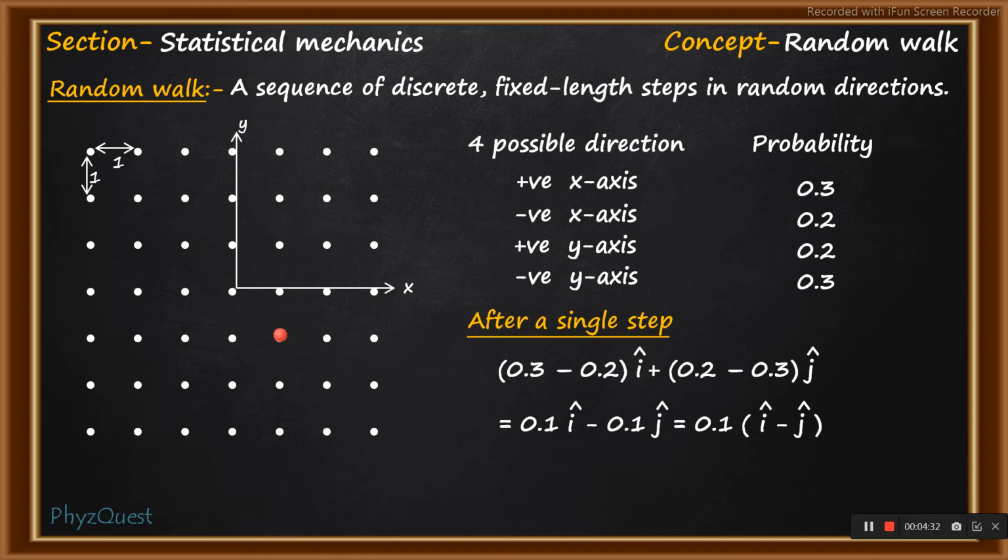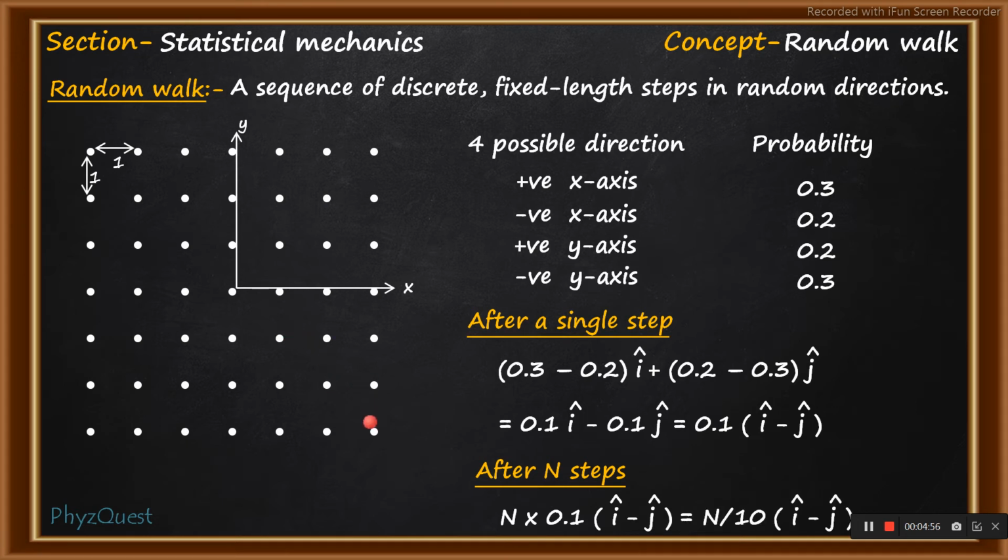Now the question is, we need to calculate the mean position after taking n number of steps. We don't know exactly the value of n, but n steps. So you just have to multiply n with this number, that is n into 0.1 (i cap minus j cap), which is equal to n by 10 (i cap minus j cap). So this is your answer.